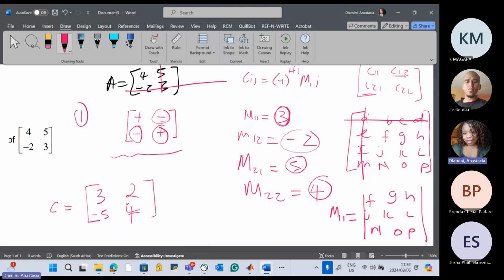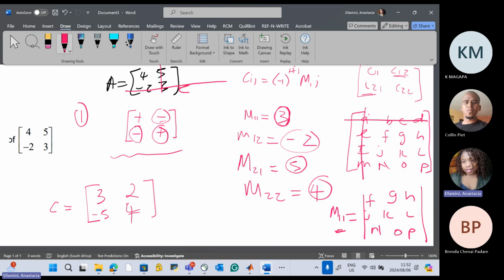Do you see that? Yes, ma'am. So if this was a 3 by 3, it means that these minors will be the determinant of a 2 by 2. Are we all in this together? Yes, ma'am. Now we need to go and check if we are right.